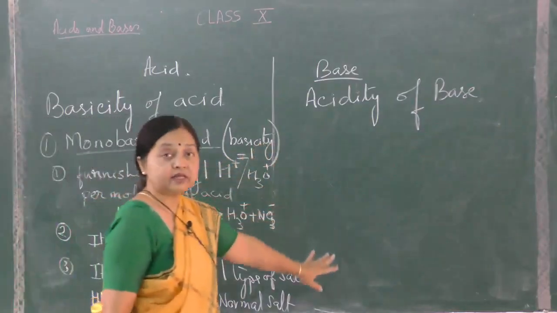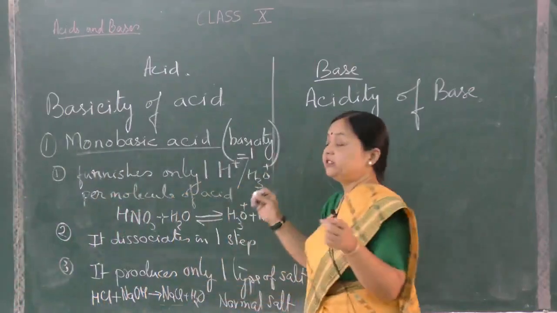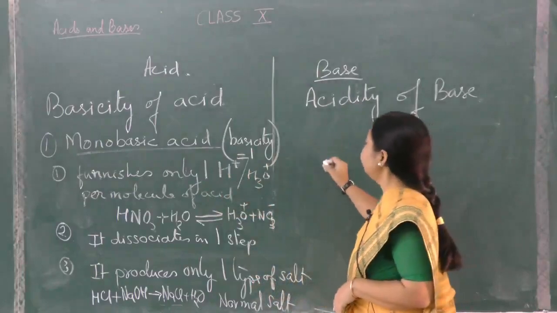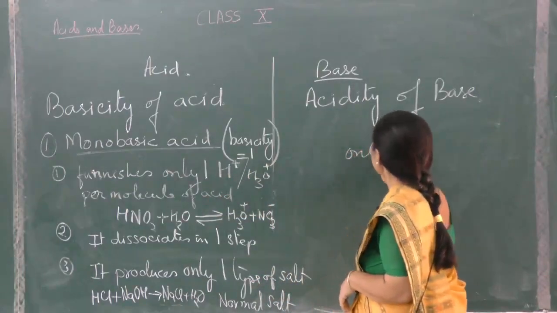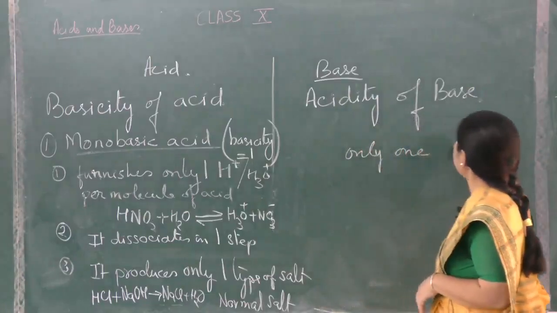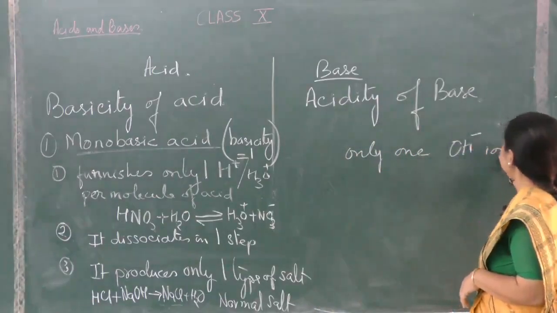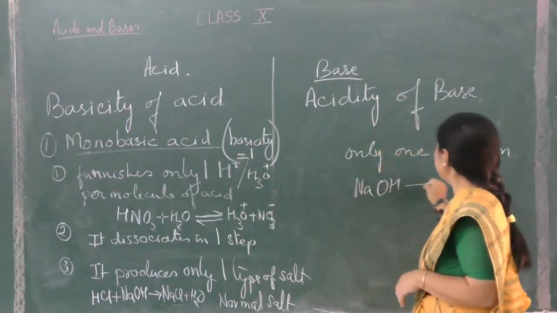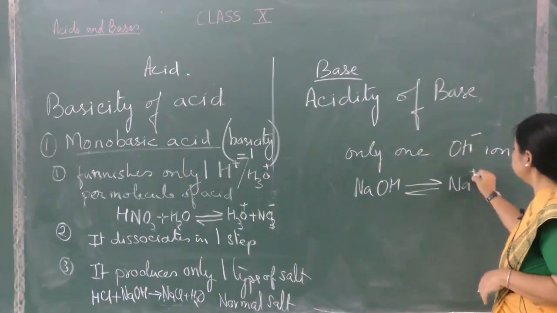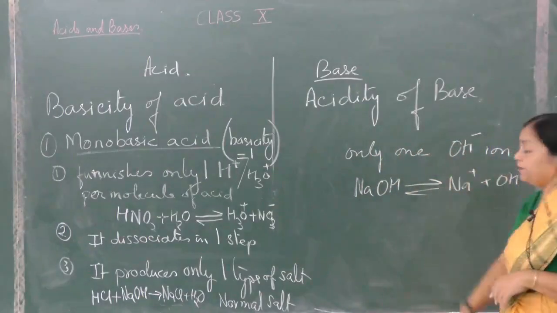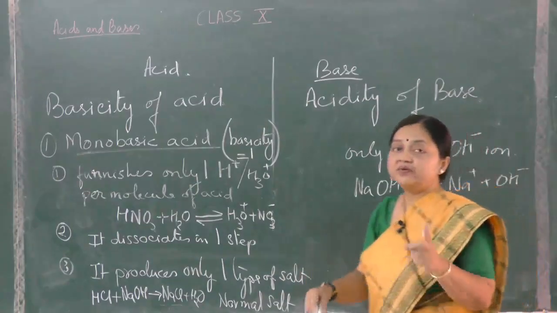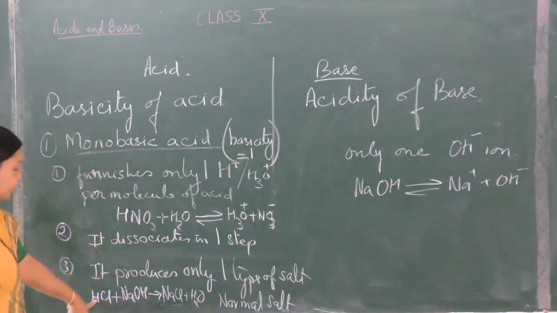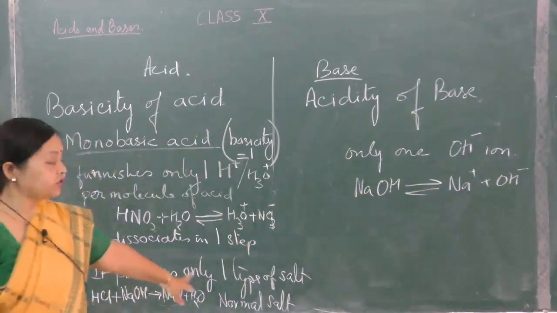In the bases also it's the same. Bases furnish OH minus. Only one OH minus ion. It dissociates in a single step, so NaOH will dissociate into Na plus and OH minus, single step, and also it reacts with one acid molecule only to give salt and water. Here see, it is reacting with only one molecule of HCl to give salt and water.